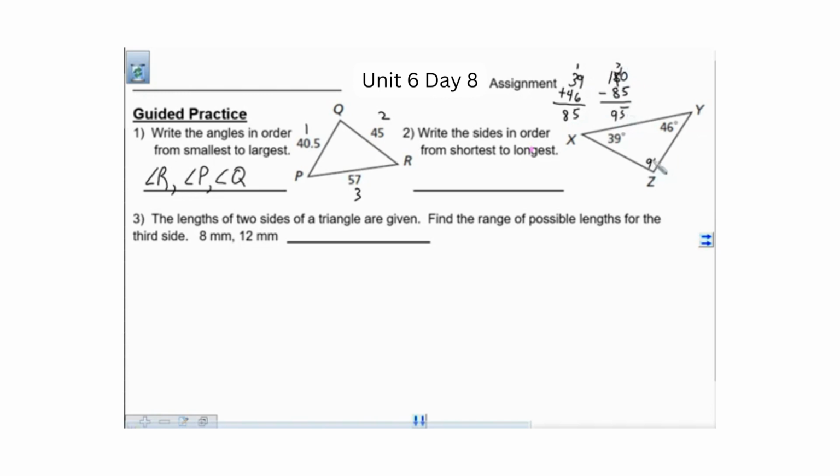We get 95 degrees. And then we need to order our angles from smallest to largest, because we want shortest to longest. So angle X is our smallest angle, angle Y is our middle length angle, and angle Z is our longest angle. Across from angle X, our smallest angle, is YZ. Across from our middle length angle, which is angle Y, is XZ. And across from our largest angle, angle Z, is XY.